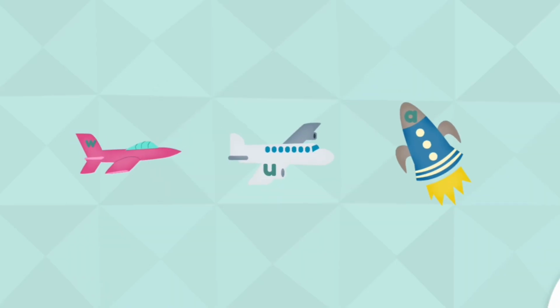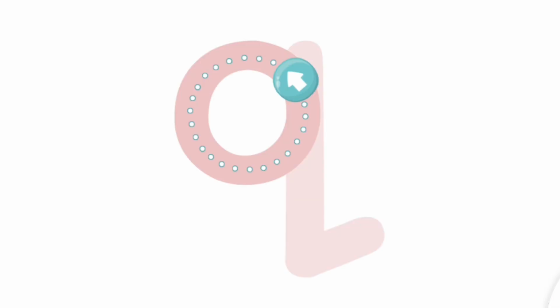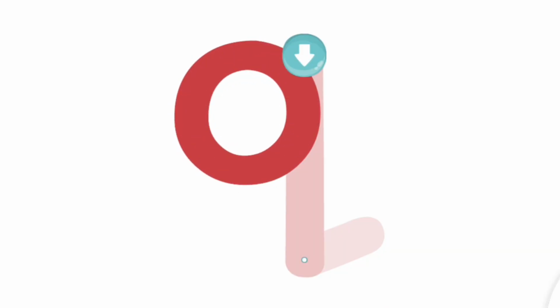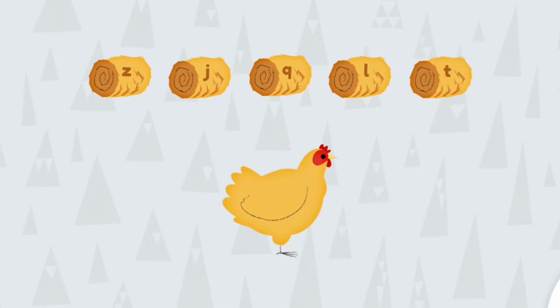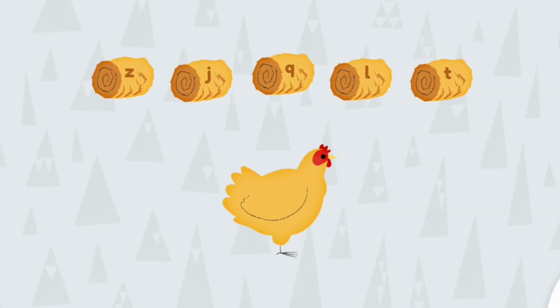Which one has the letter W? Tap it. W. Keep it up! Trace the lowercase letter Q. Great! You traced the letter Q. Give the hen the hay with the letter Q.